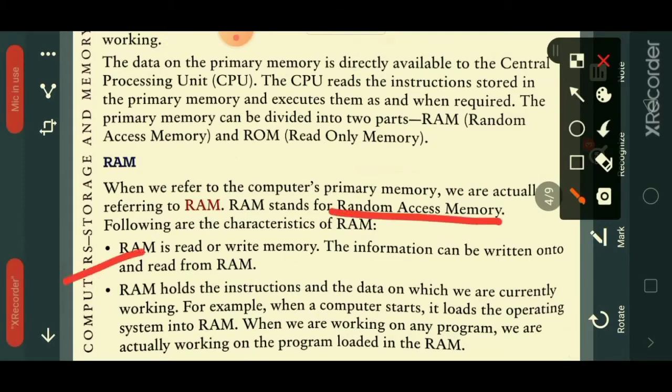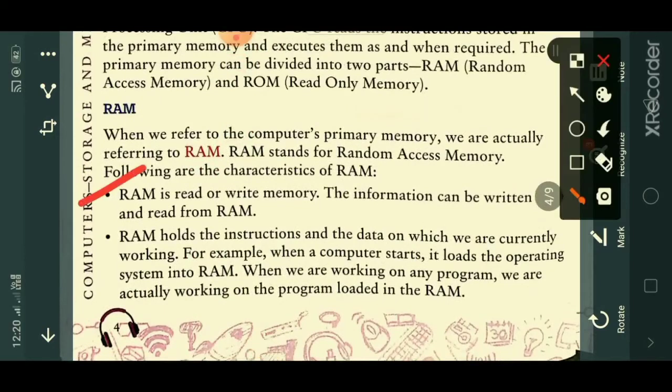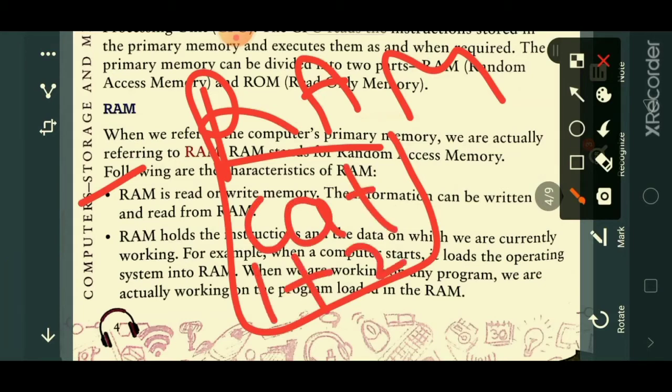Here we have the characteristics of RAM memory. The first one, RAM is read-write memory. The information can be written and read from RAM. RAM is primary memory as I already said. For example, this is the RAM memory. Here we have the information, for example, cat and data and instruction 1 plus 2.